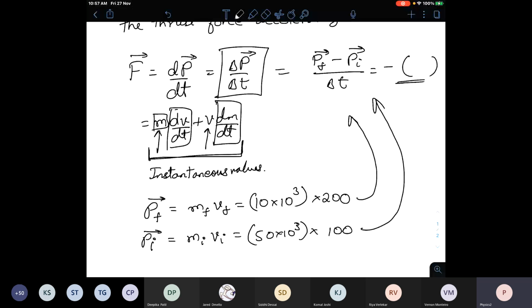So that is a different matter. We are interested in the magnitude only. They have asked you the thrust force, which means they are asking you only the magnitude. They don't want you to find the direction, so they won't ask such a thing.